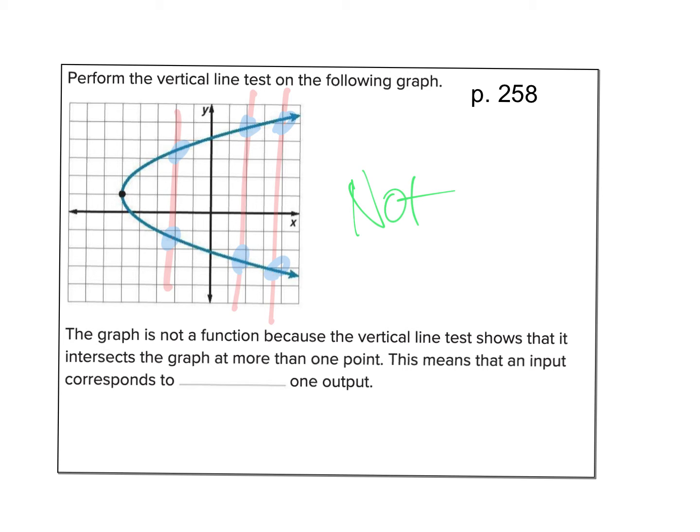You can label that because the vertical line test shows that it intersects the graph at more than one point. This means that an input corresponds to more than one output.